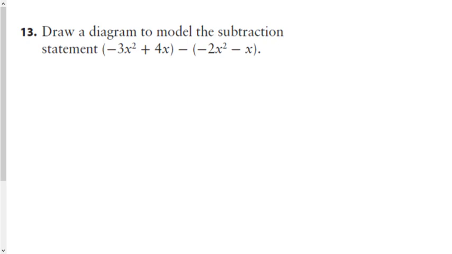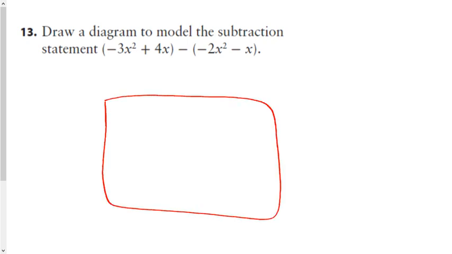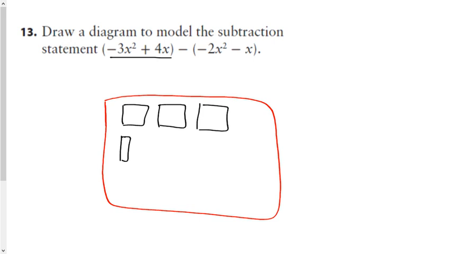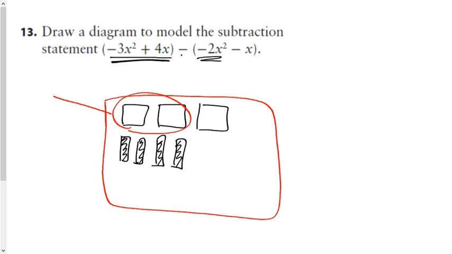Use a diagram to model the subtraction. So I'm going to start with a box. And inside said box, I'm going to write the binomial here as a picture. So that's that whole binomial there. And now I have to take away 2 negative x squareds, which is beautiful because I don't need to add any 0 pairs, because I have 2 negative x squareds to remove.